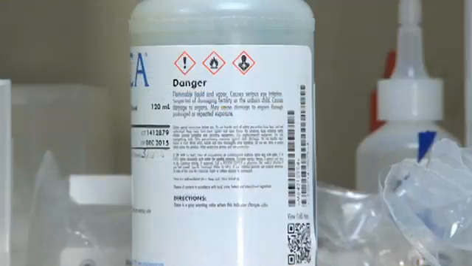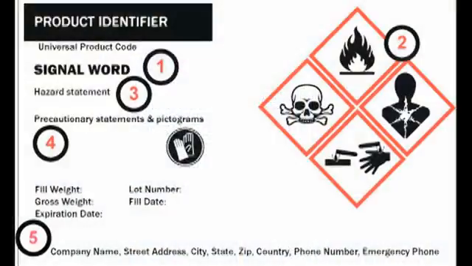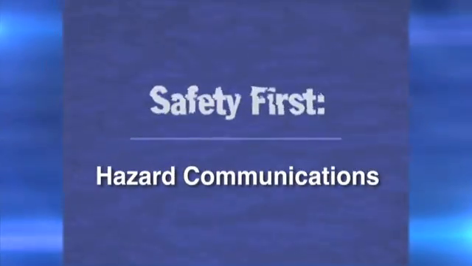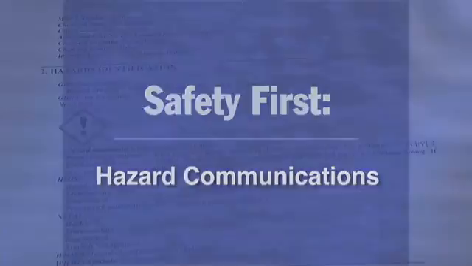The goal is to have the same set of rules for classifying hazards and the same format and content for labels and safety data sheets adopted and used around the world. For a more detailed look at how GHS is used in water utilities, review AWWA's Safety First Hazard Communications video.